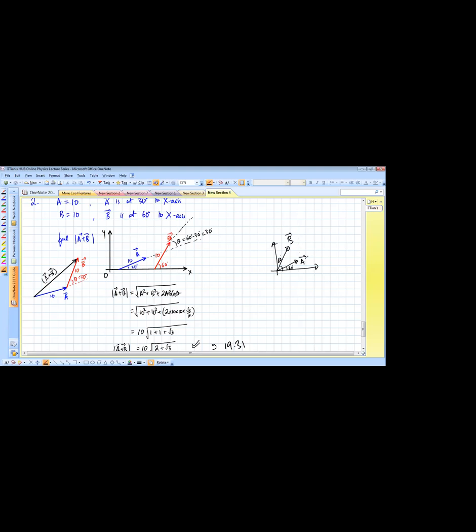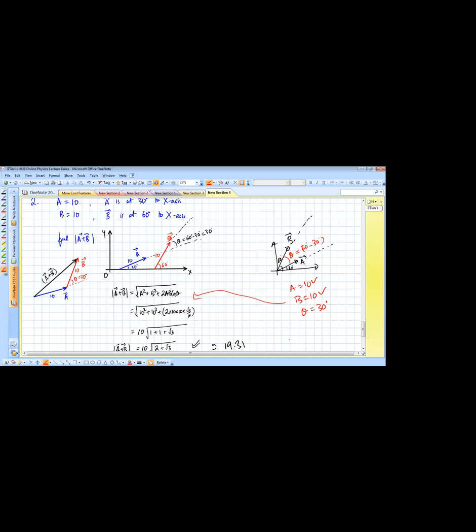Again, the angle between A and B: this is the direction of A, this is the direction of B. So the angle between A and B would be this angle, this is the angle theta. So that would be 60 minus 30. Now you apply the formula. You take mod A as 10, mod B is 10 given to you, and theta, the angle between them, is 30 degrees. And now you substitute this in the formula.